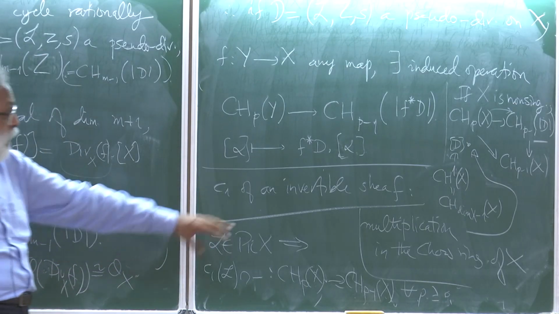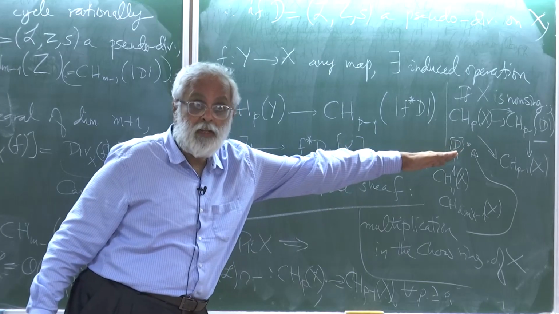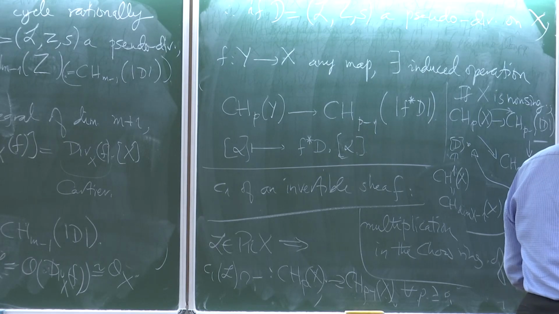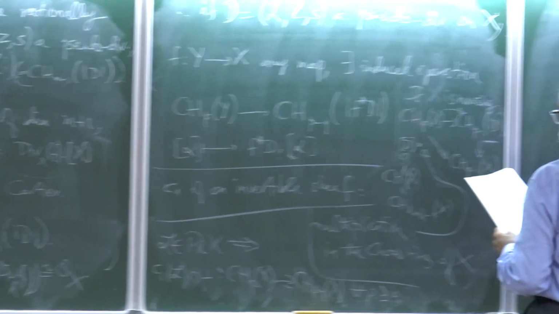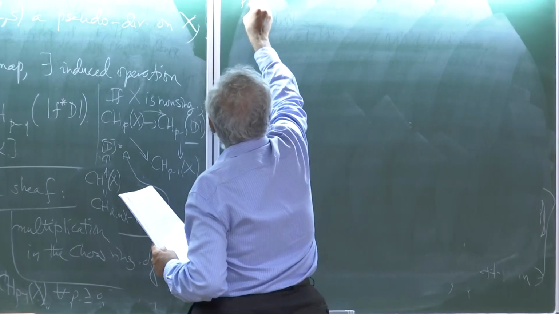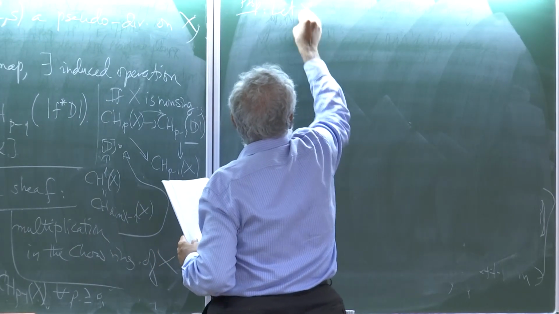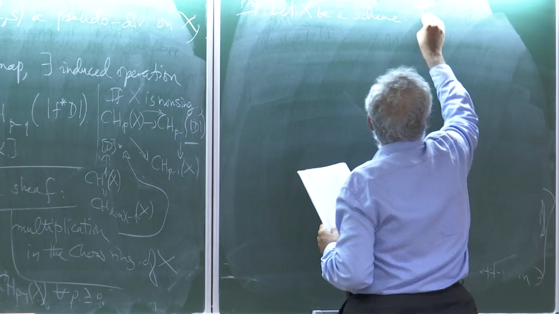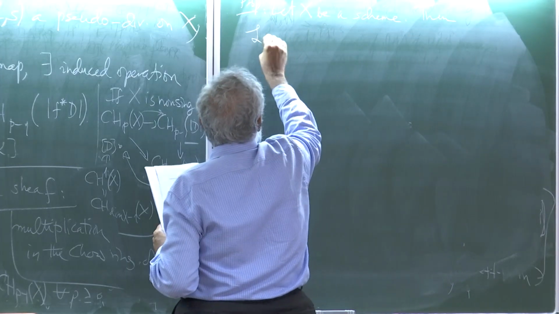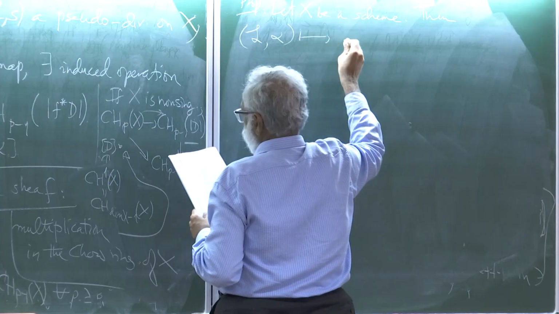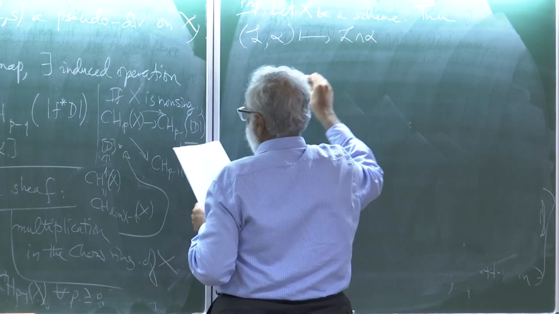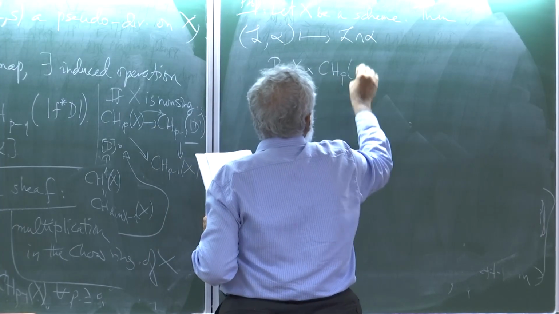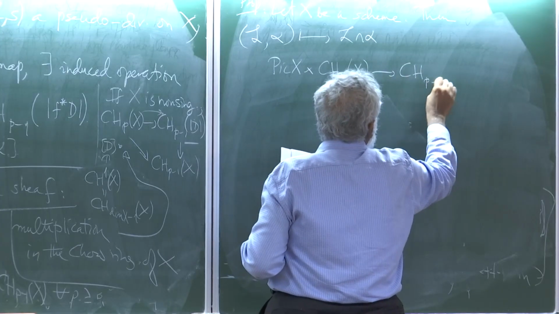And again, this has the property that if X was non-singular, it's a particular case of that operation, which has already been defined. What are the properties of this thing? There are some simple properties which follow from whatever we've done so far. Let me just list them. Proposition. Let X be a scheme. Then (L, alpha) goes to C1(L) cap alpha, Pic X cross Chow_p(X) to Chow_{p-1}(X).